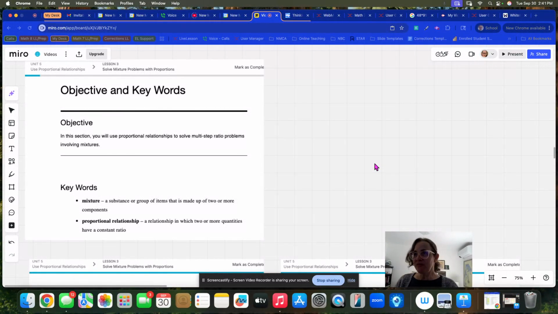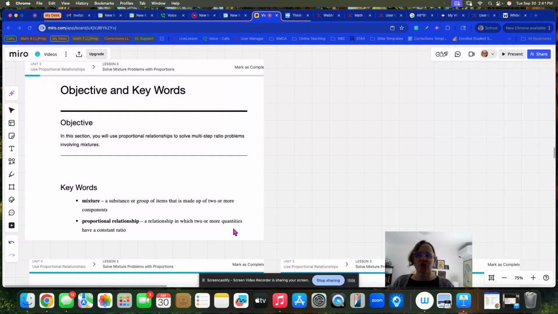So this is lesson 3, solve mixture problems with proportions, and I'm not going to lie to you, this stuff is a little harder. I had to try the problems a couple of times, so just be prepared to use that scratch paper. You're not going to be able to just read these and know the answer.